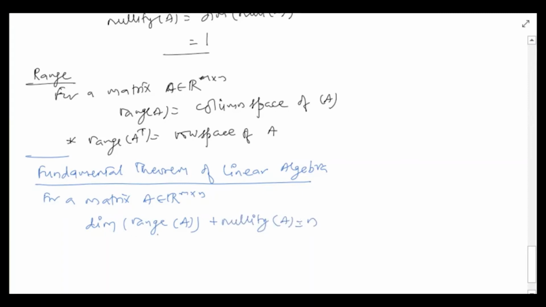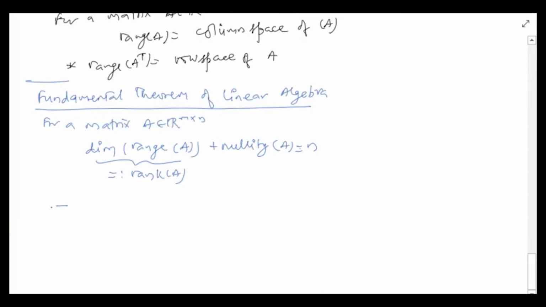The dimension of the range of A is also referred to as the rank of A. So the fundamental theorem of linear algebra says that the rank of A plus the nullity of A equals n. This result is also referred to as the rank-nullity theorem. As we see, it relates the rank and nullity of matrices to their number of columns.